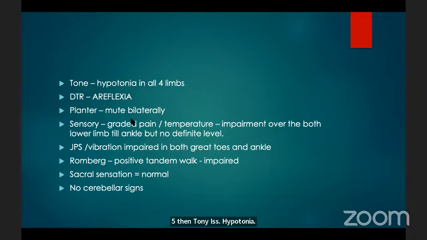DTRs show areflexia, and plantars were mute bilaterally. In the sensory examination, there is graded sensory loss for pain and temperature up to the ankle, but there is no definite level. Joint position sense and vibration were impaired in both great toes and the ankle. Romberg's sign is positive and the tandem walk is impaired. However, the sacral sensations are normal and there are no cerebellar signs.